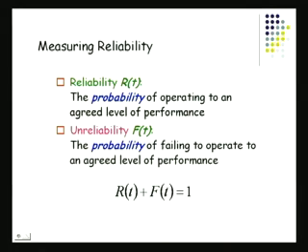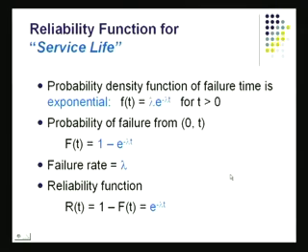You'd like the thing to be functioning. And if you add these two, R(t) and F(t), that's obviously equal to 1. R(t) is the probability of surviving, and F(t) is the probability of failing before the time period t is over. And that's got to add up to 1 for sure.